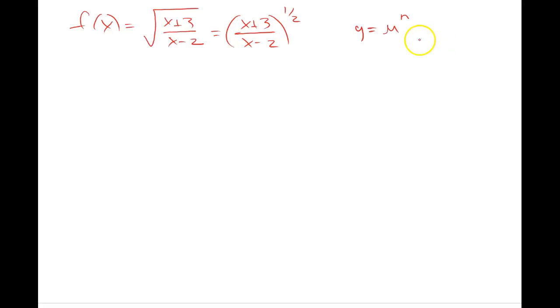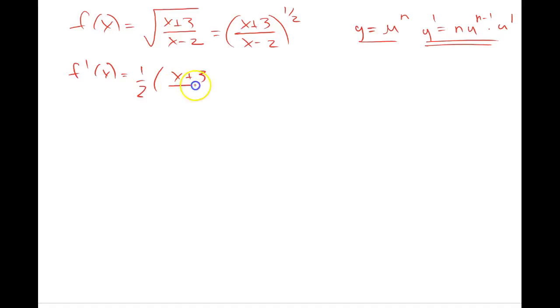1/2. And we know the derivative of this function right here, y prime if you wish, is n u to the n minus 1 times du, or simply u prime. And that's shorthand notation for the chain rule. So we're going to find the derivative using these functions, these terms. So the derivative, f prime of x, is equal to 1/2 of (x plus 3) all over (x minus 2).